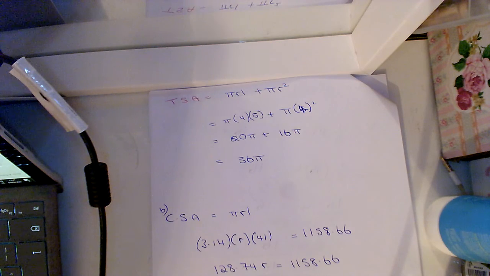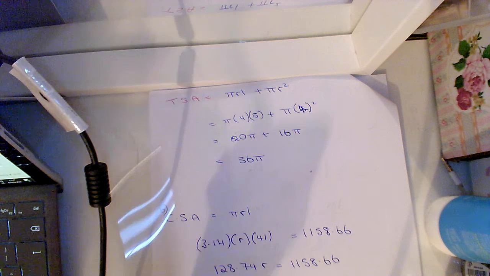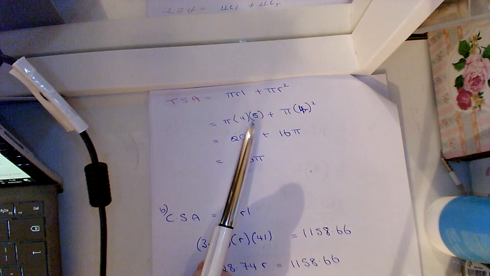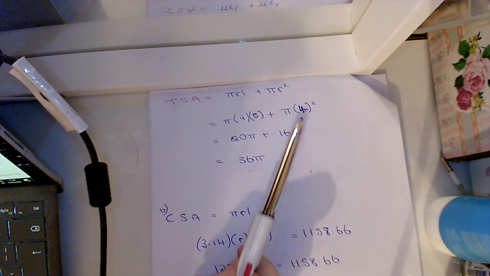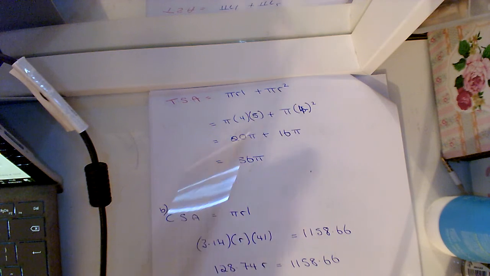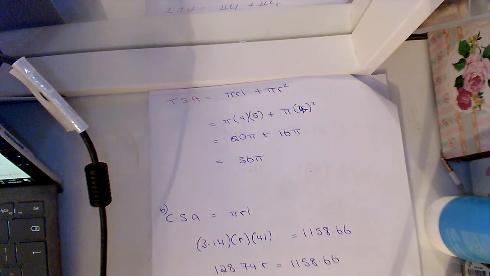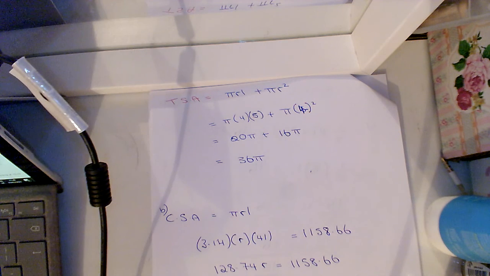And here I have total surface area. So total surface area is pi r L plus pi r squared. So I have pi bracket my radius, which is 4, my slant height we got was 5, plus pi bracket my radius, which is 4, to be squared, and I get 20 pi plus 16 pi, and my answer for that one is 36 pi.